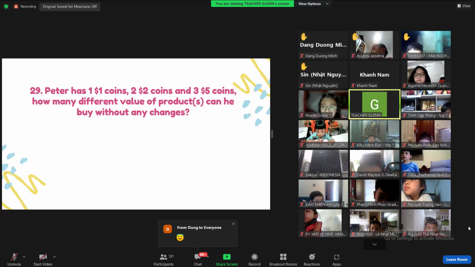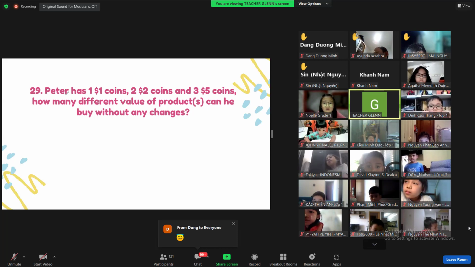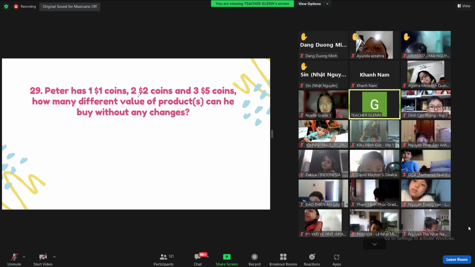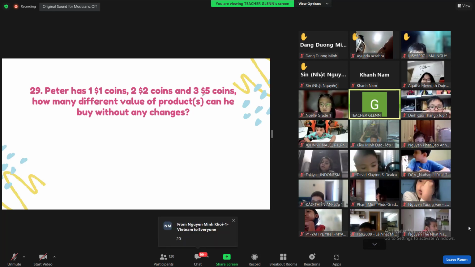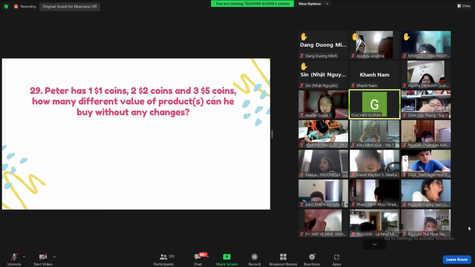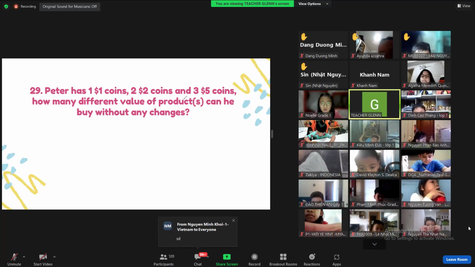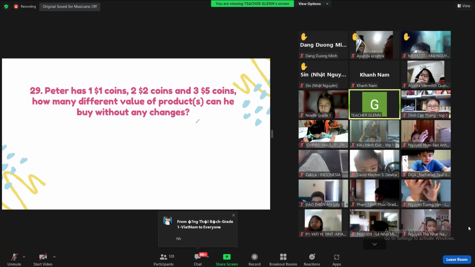So number 29. Peter has one $1 coin, two $2 coins, and three $5 coins. How many different values of products can he buy without any changes?